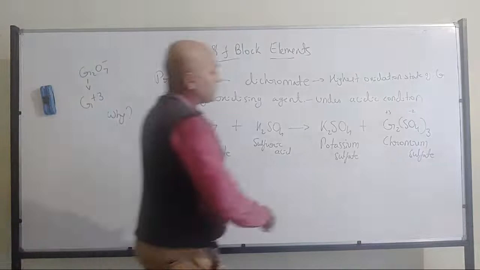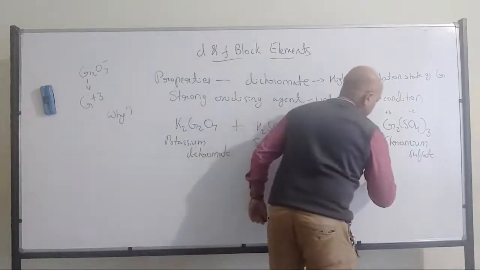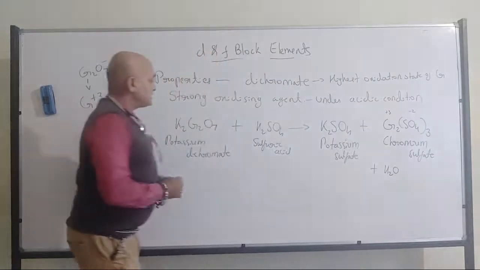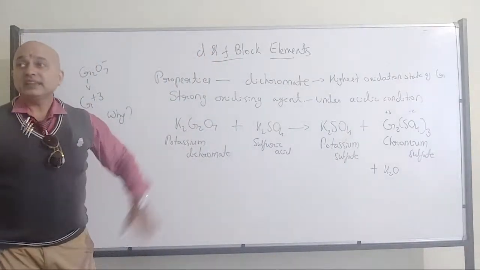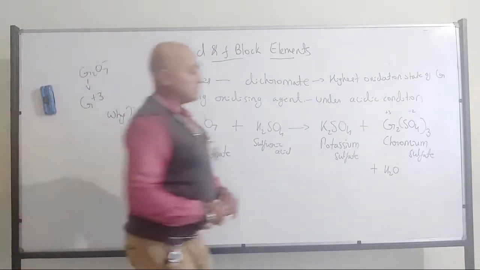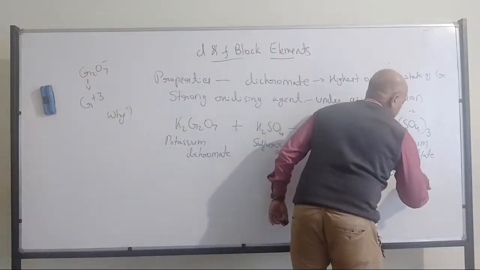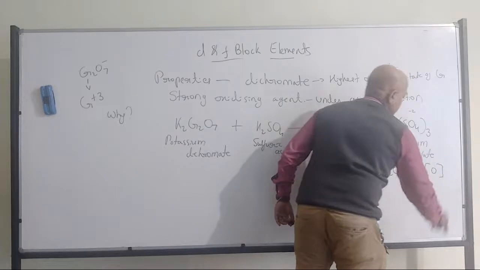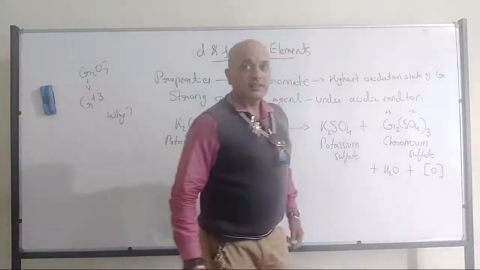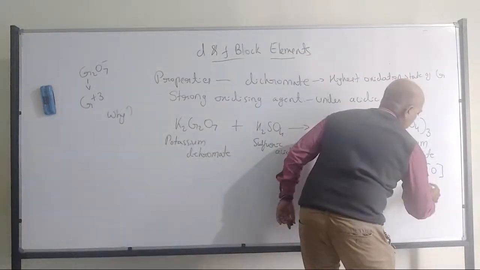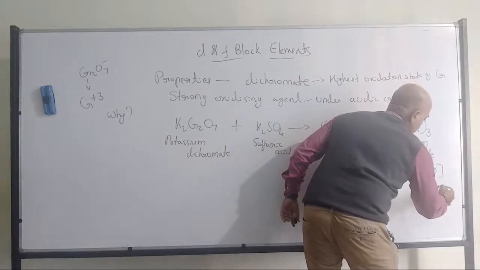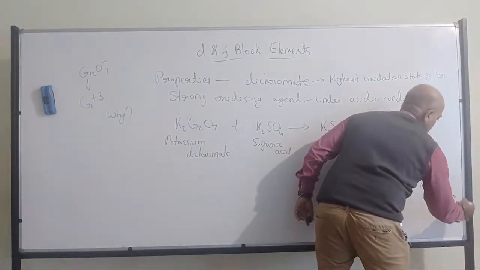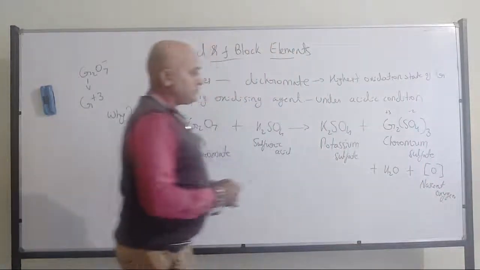Now another product will be water, which is required to balance the equation, because hydrogen is there on the left hand side and nothing is there on the right hand side. Now the important other product is the formation of nascent oxygen. That is the important molecule.